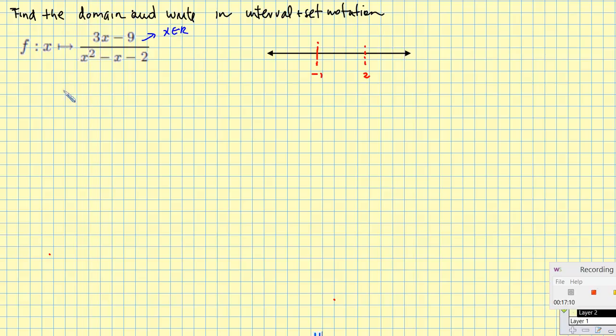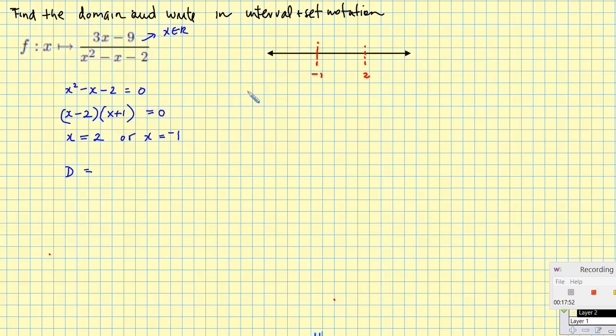But down here in the denominator, I know that my denominator can't go to 0. So what I do is I set it equal to 0. So I say x squared minus x minus 2 is equal to 0. And when I factorize, it goes to x minus 2 times x plus 1 is equal to 0, so that x is either equal to 2 or x is equal to negative 1. So that tells me that the two values that make this function undefined are 2 and negative 1.